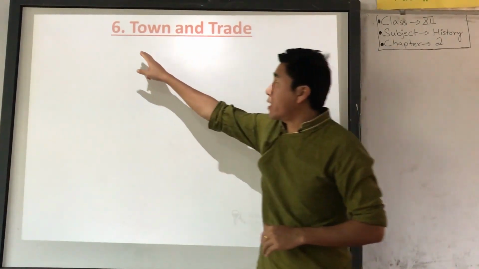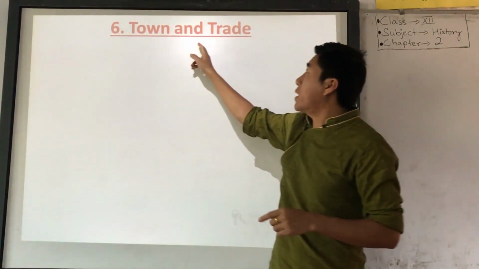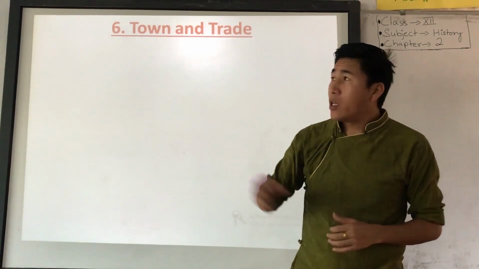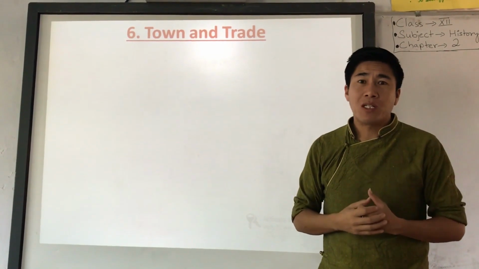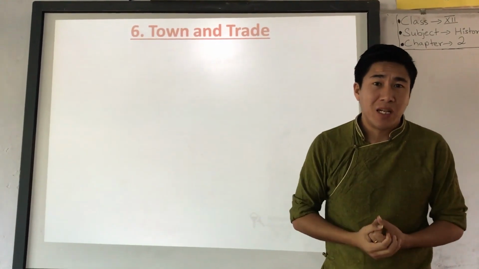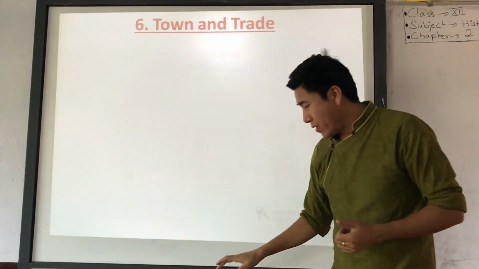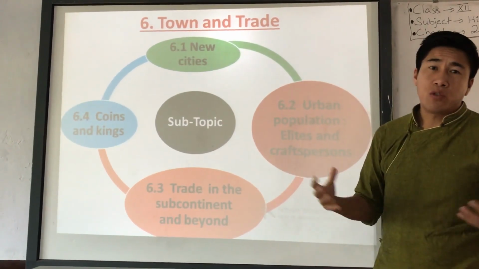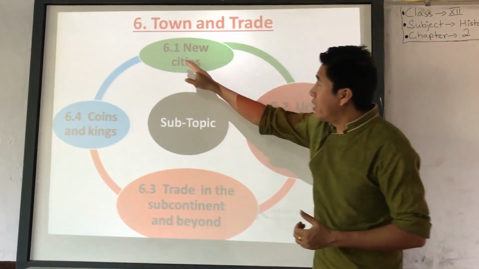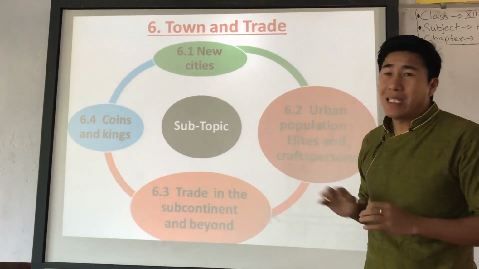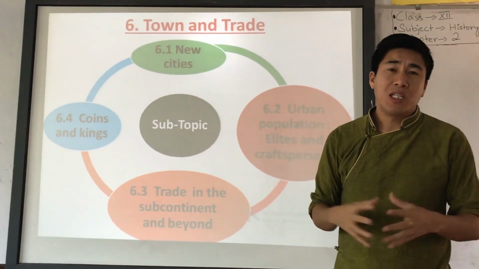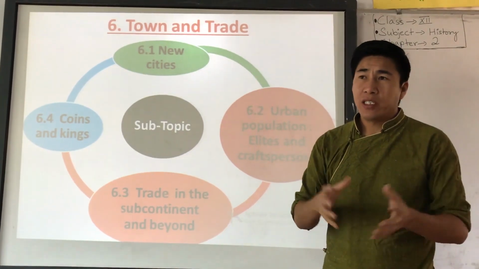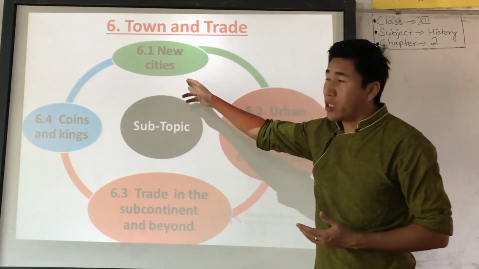Topic point number 6 of your chapter number 2, towns and trade. In this, we are going to discuss urban centers and cities. We are going to study the city in ancient India. So within this, we have the first subtopic, 6.1 new cities. In this, we are going to discuss the different kinds of cities that emerged in the 6th century in ancient India.